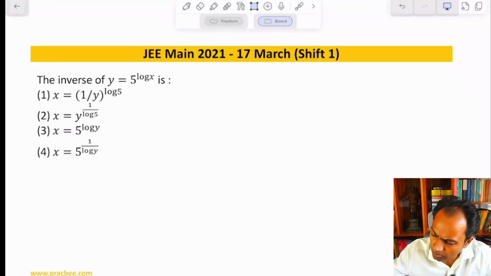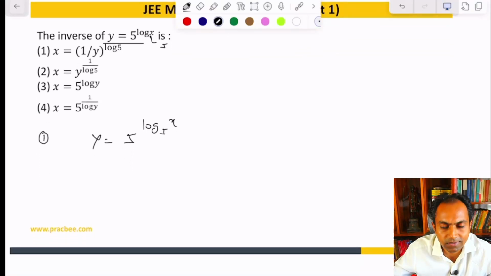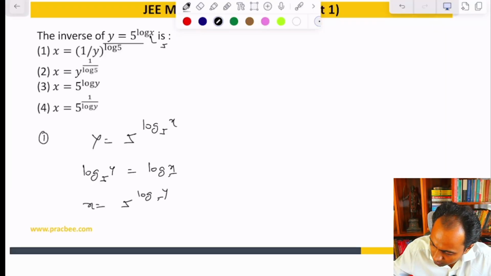Now in this 2021 question, they have given y is equal to 5 to the power log x. In order to find the inverse function, first we should know what the base is. I hope they are assuming the base to be 5. So the question is y is equal to 5 raised to the power log of x to the base 5. If I write it like this, I will have to express x as a function of y. So I can write log of y to the base 5 will be equal to log of x to the base 5, using the definition of log. And then x can be written as 5 raised to the power log of y to the base 5. So you can see that option 3 comes out to be true.